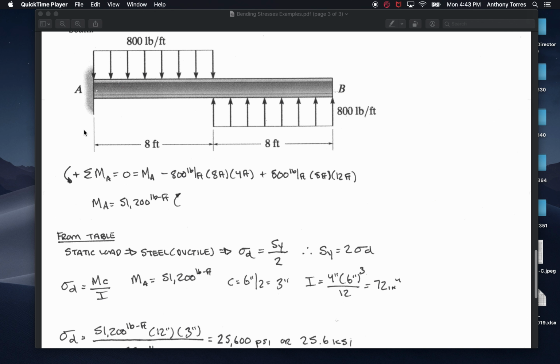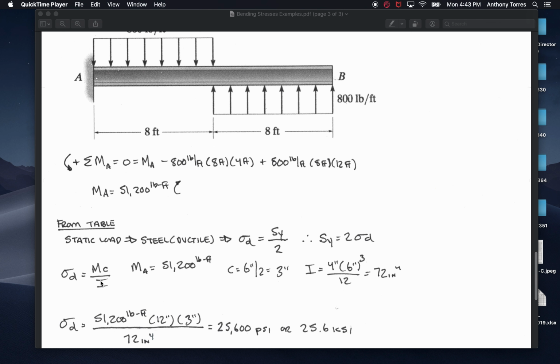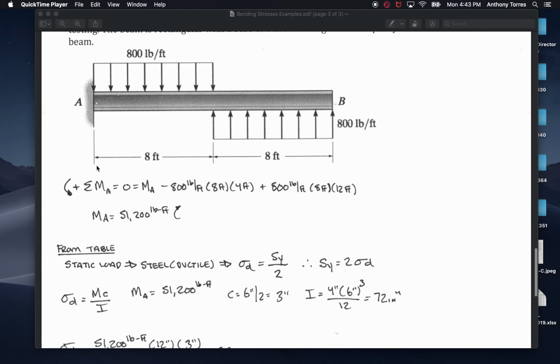Okay, we're going to use ultimately the sigma equals Mc over I equation. But we need the shear moment diagram, but there's a sort of trick with a cantilever beam. The maximum always is at the support condition, because there's nothing over here, so moment has to be maximum over here and go down to 0 over here. So just knowing that trick, I don't need to do a shear moment diagram, but I do need to figure out what that moment is right here.